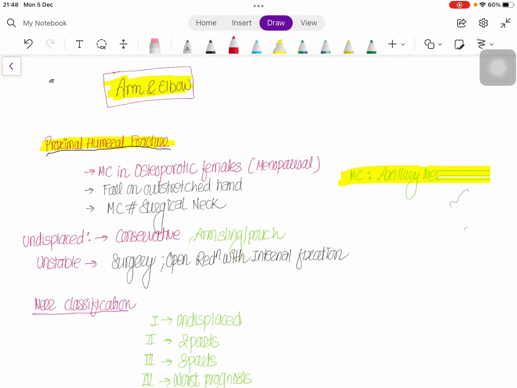Hello everyone, today we are going to study about the arm and the elbow. In the previous video we completed the fracture and the dislocation of the shoulder and the clavicle. Let's go with the arm.